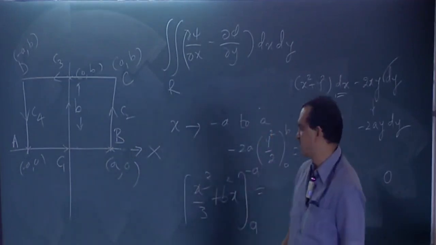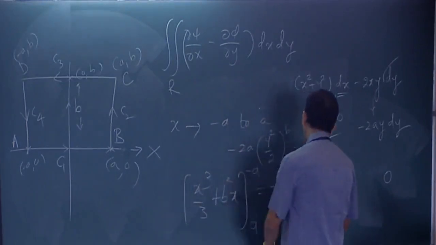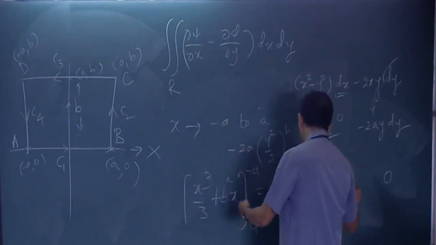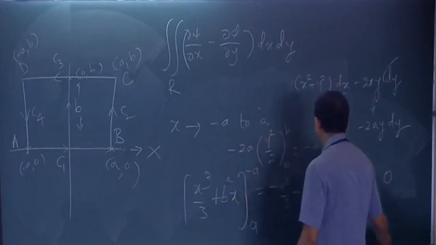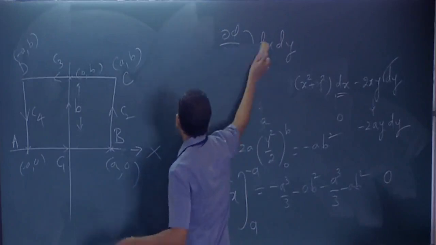Simple step, nothing is to be explained. I repeat, this becomes minus a cube by 3 minus ab square. Second limit, because of that it is minus a cube by 3, again minus ab square. So it is minus 2ab square minus 2a cube by 3. Yes, this is the end of the second line.